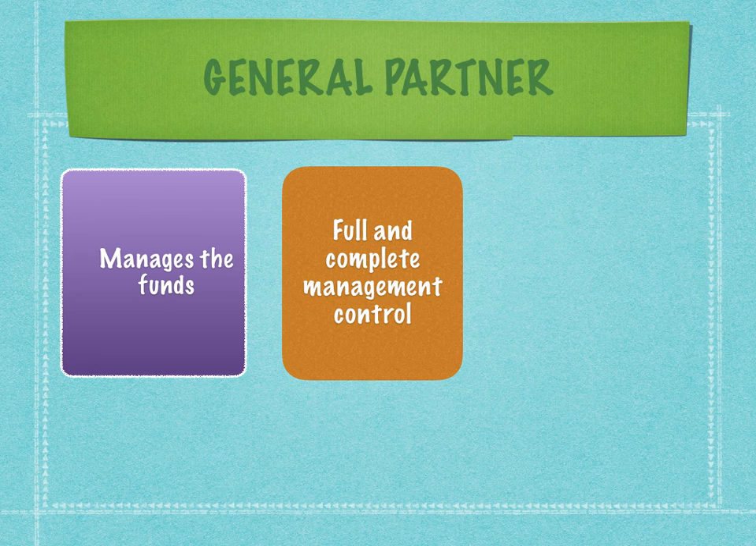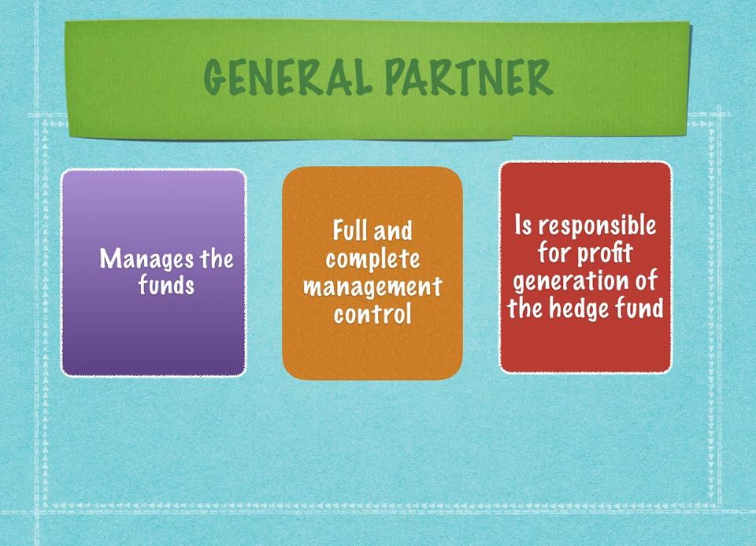They have full and complete management control, and they are responsible for trading in multiple currencies and multiple assets, generating profits for the hedge fund and giving those returns to the investors. So the general partner literally is the runner of the show. They're the operating company because they're responsible end to end, from the formation of the hedge fund to getting in the limited partners, to trading, to closing down as well.